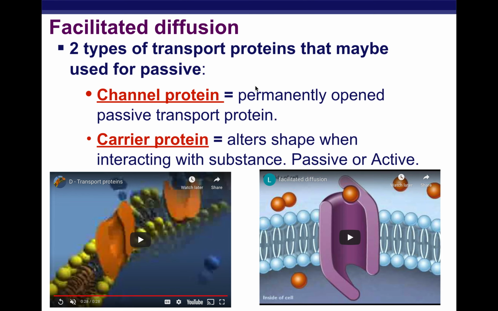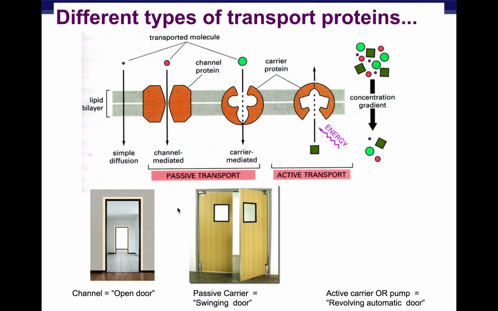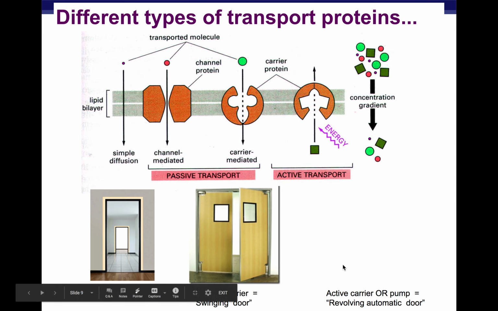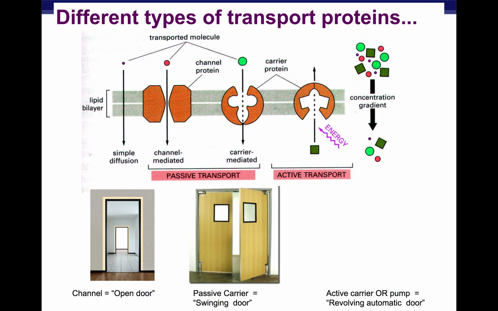All right. Now, channel proteins are always, because it's a tunnel, always passive, while a carrier protein can actually be passive or active. So it's a little hard to describe. There's another video of it over here. But I like to think of a channel protein as sort of like an open doorway, while a passive carrier protein is a swinging door. And some of you know some doors can only open in one direction versus both directions, and some doors will refuse to give you access when they're swinging if you don't have the right key code or whatever.